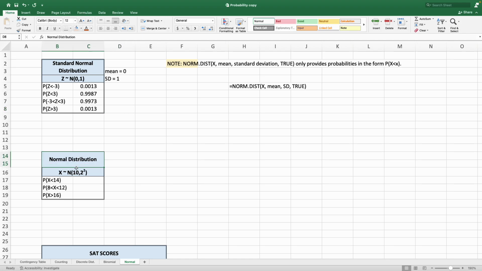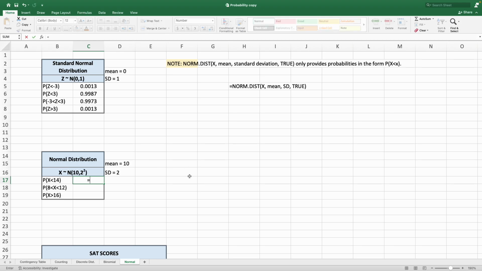Okay, now let's do the normal distribution with an x with a mean of 10, a variance of 4, or a standard deviation of 2. So let me write this as mean equal 10, standard deviation equal 2. And we're just going to do the same thing. So we have x less than 14.